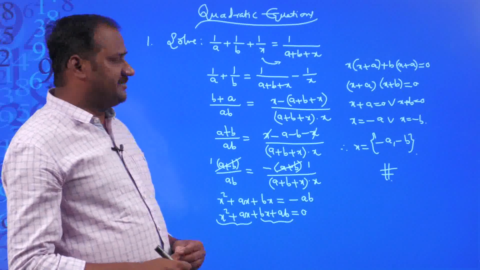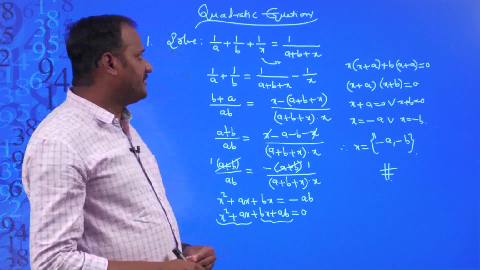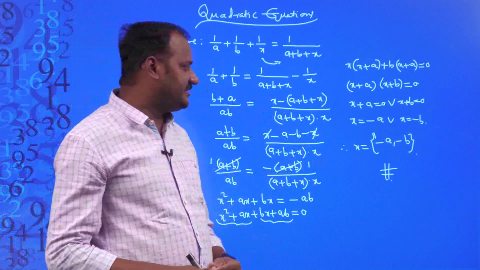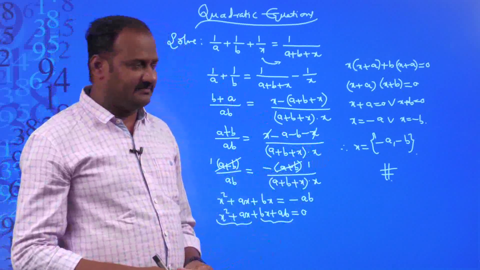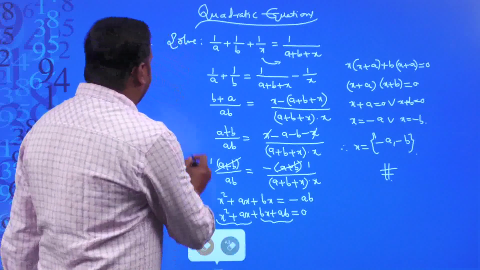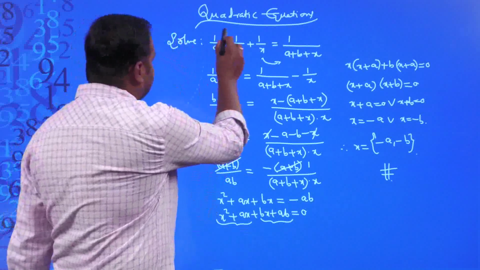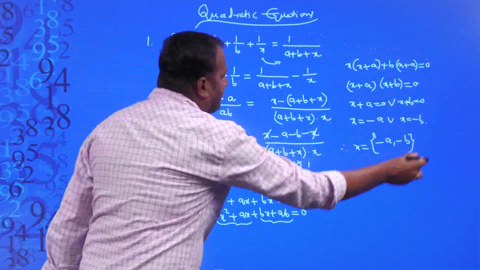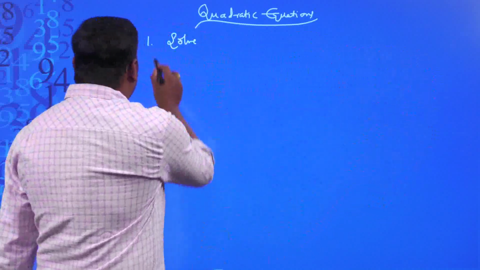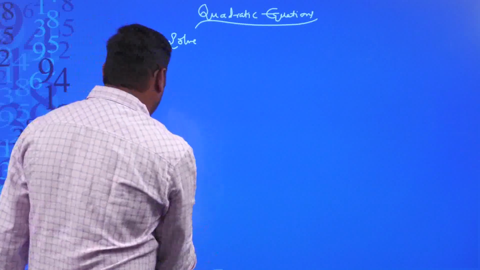1 by a plus 1 by b plus 1 by x is equal to 1 by a plus b plus x. Then the values of x are going to be minus a comma minus b, right. Okay. Let us move on to the next example, that is question number 2.